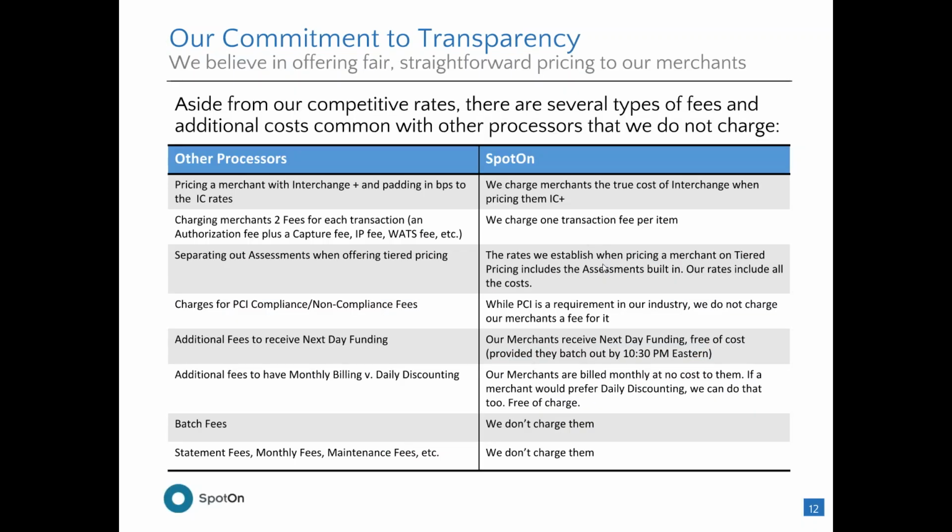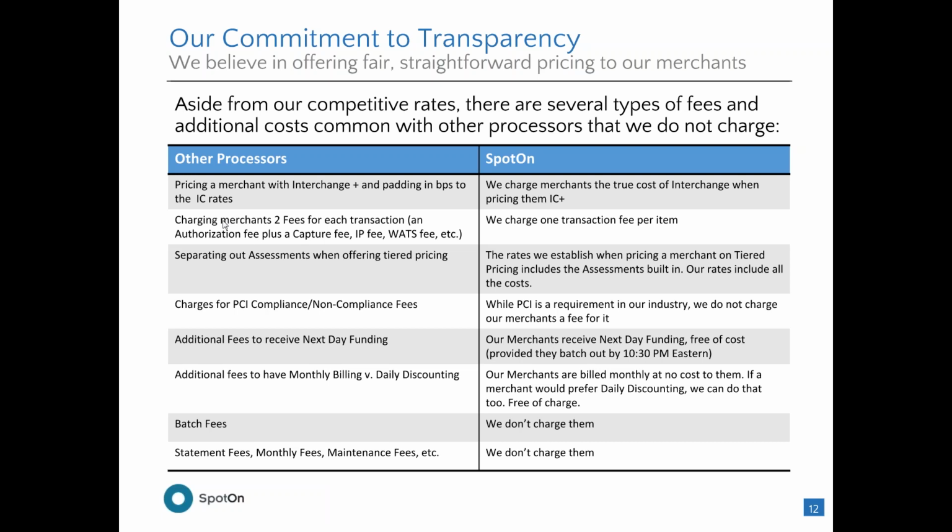One other slide I have is some additional information about other fees that you may see other processors bill. I've referenced a couple of these already. We talked about the fee for monthly billing for daily discounting, and the fact that we don't charge for that; it's free. I also talked about non-compliance fees or PCI fees. While PCI is a requirement, the fee to charge for it is not, so we don't do it. But there are other things you may see on statements from other processors, a whole litany of things like batch fees, statement fees, monthly fees, maintenance fees, etc. Just know that we don't charge them.